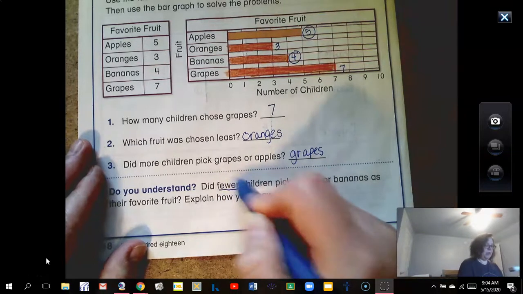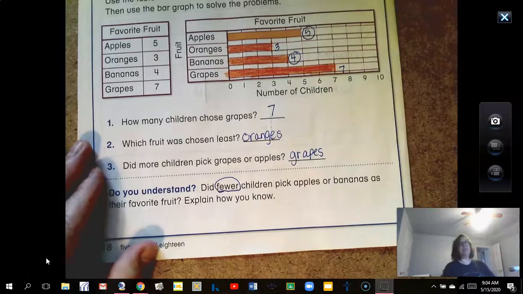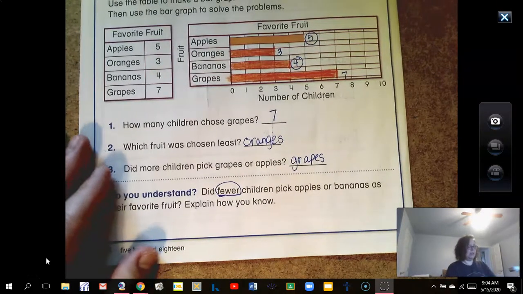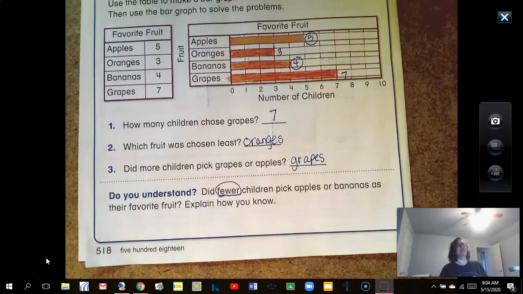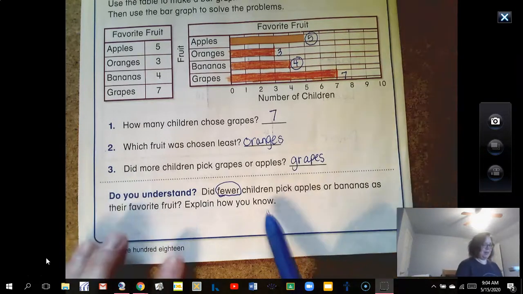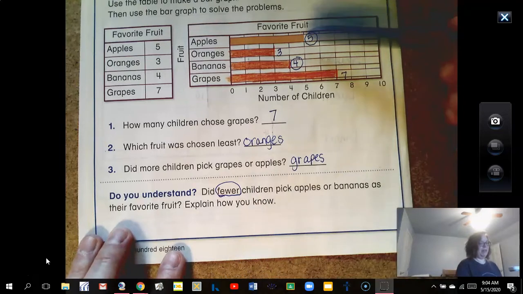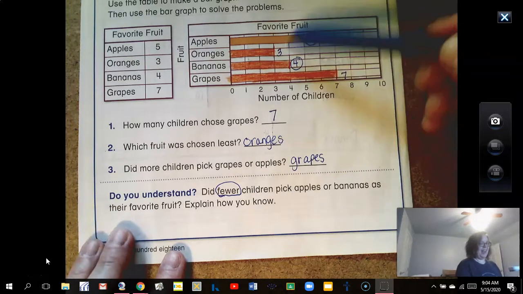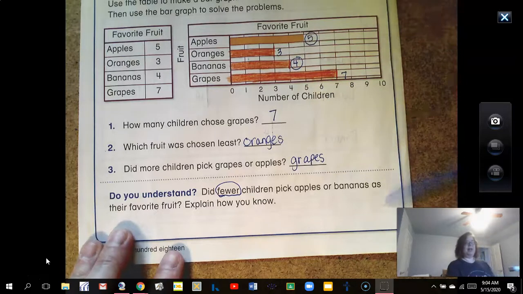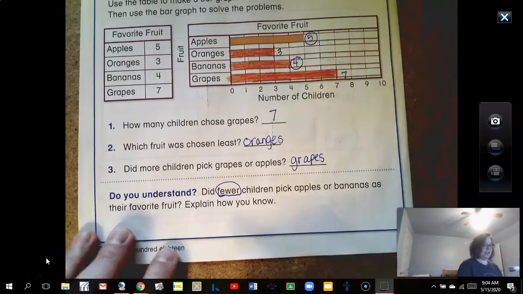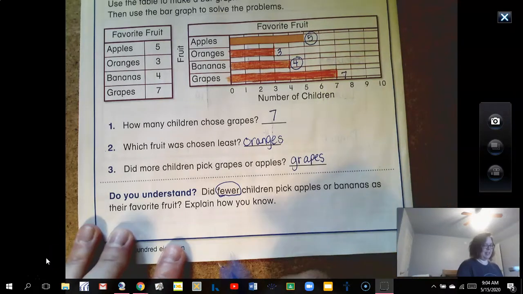The clue word is fewer. We're not asking for more. We're asking which one chose, or how many chose, fewer children, or the least number of children picked apples or bananas. So let's take a look. 5 children liked apples, and 4 children enjoyed bananas. Okay? So bananas. Fewer children enjoyed bananas.